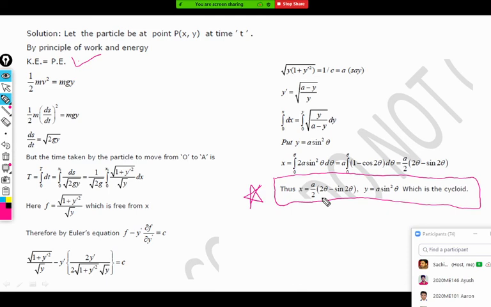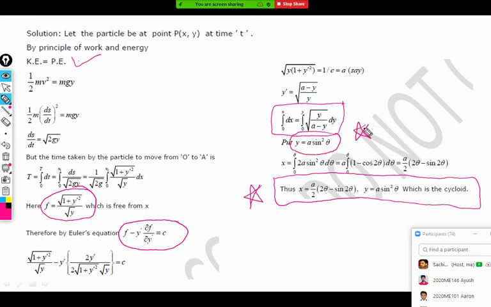So these are the steps that you have. Kinetic energy equal to potential energy, and then this is the Euler's equation that should be satisfied by this. When you simplify, you will come to this step here, and to integrate this, you have to substitute y equal to a sine square theta. You have to remember that again. You get a cycloid. Now cycloid is this parametric curve. So cycloid is a curve like this.